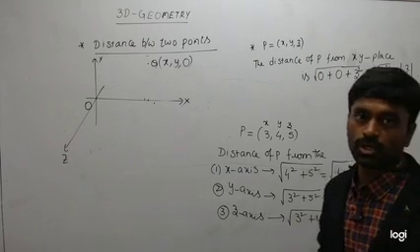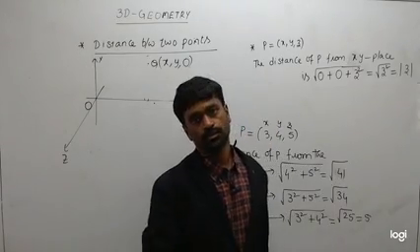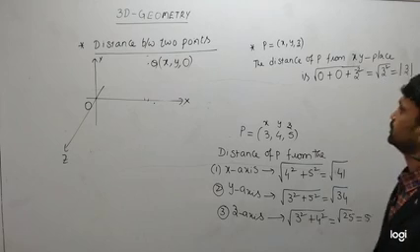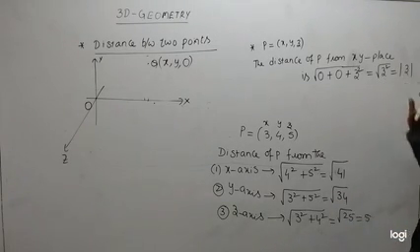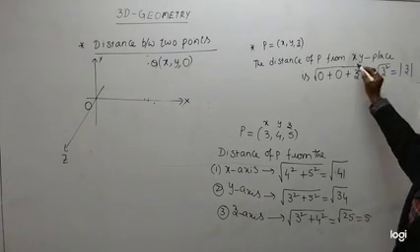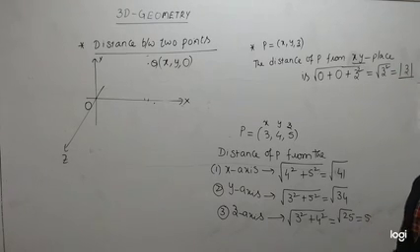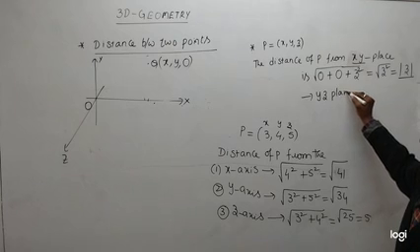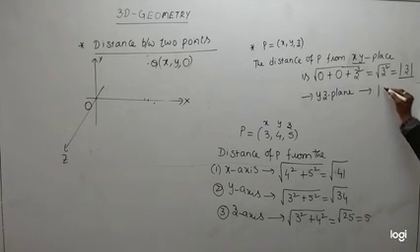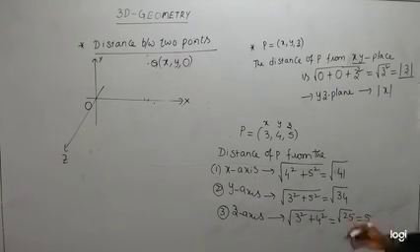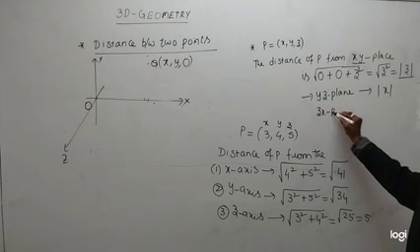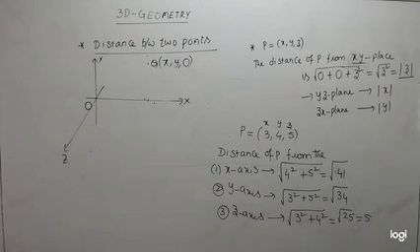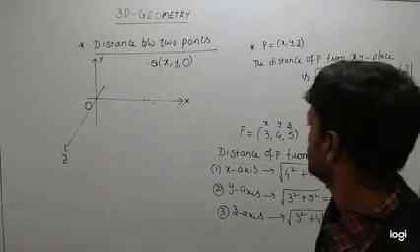Why am I keeping it under modulus? Because distance should not be negative. z may be positive or negative, but the distance should not be negative. So to avoid that negativity, I am keeping it under modulus. So from the xy plane, what do you get? Mod z. Similarly, the distance of the point from the yz plane, what will you get? Yes, it is modulus of x. From the zx plane, you will get modulus of y.